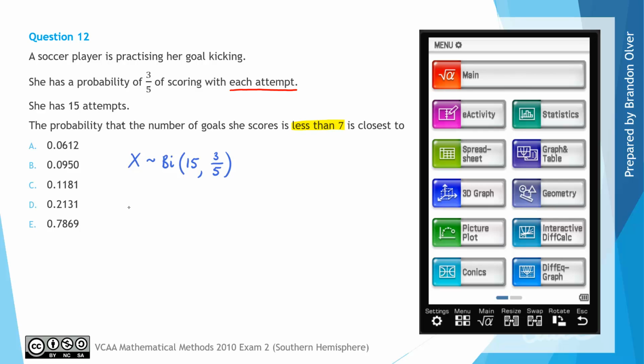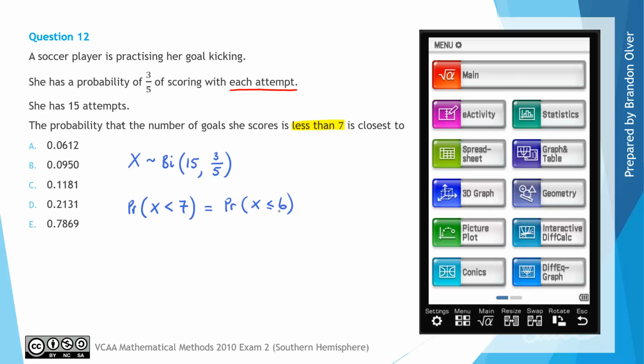Next, we want to calculate the probability that X is less than 7, and this is where you need to be really particular with your symbols. So X being less than 7 is not the same as X is less than or equal to 7. In fact, this can be interpreted as the probability that X is less than or equal to 6, which just helps us to identify that upper bound for our calculator.